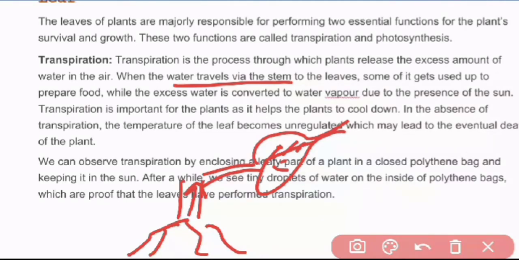So when the leaves prepare the food, a little water is used to make the food, but some amount of water is still present over there. The residual, the extra amount of water is present over there. Now that extra amount of water will get evaporated in the environment, as we had studied in case of evaporation. Now this goes into the environment and gets converted into water vapor.